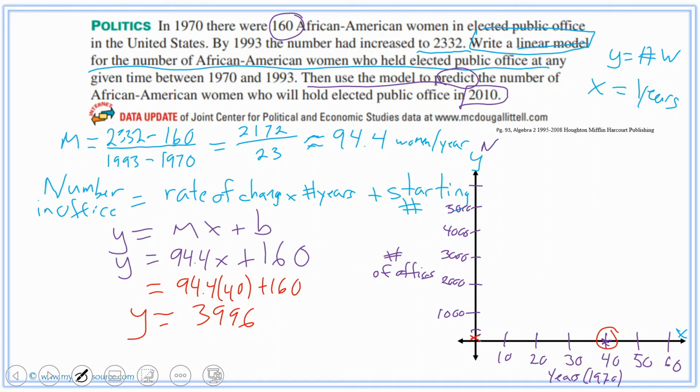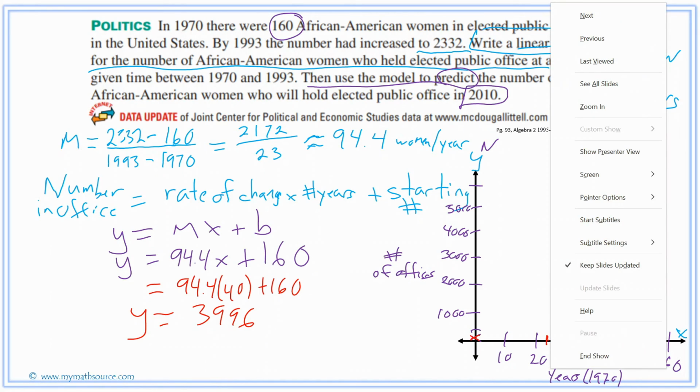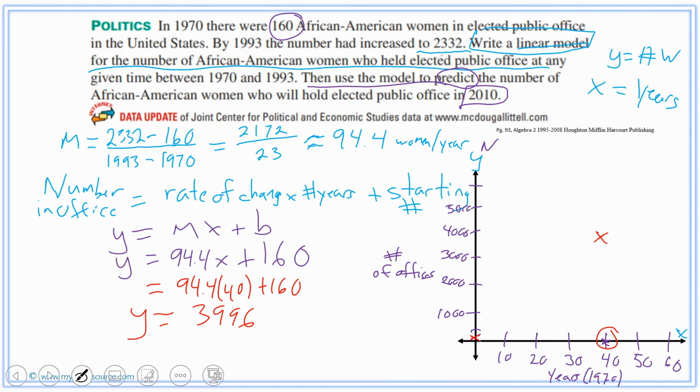All right, so that's an alternative way to do that. 3,996 is going to be approximately here, and you can see that lines up with the graph. Just to do another number, let's say we wanted to do 23. 23 years would be about here, and we see that 23 was at 2,332. Because we're approximating, we might not get the exact same number. We approximated at 94.4, so it'd be pretty close, but not exactly.